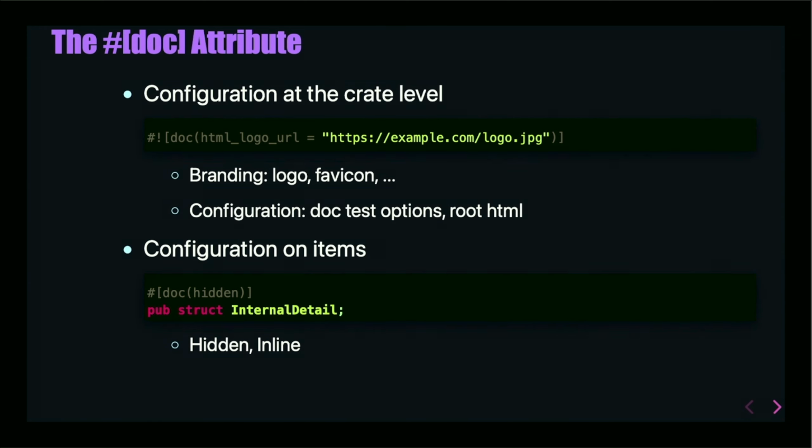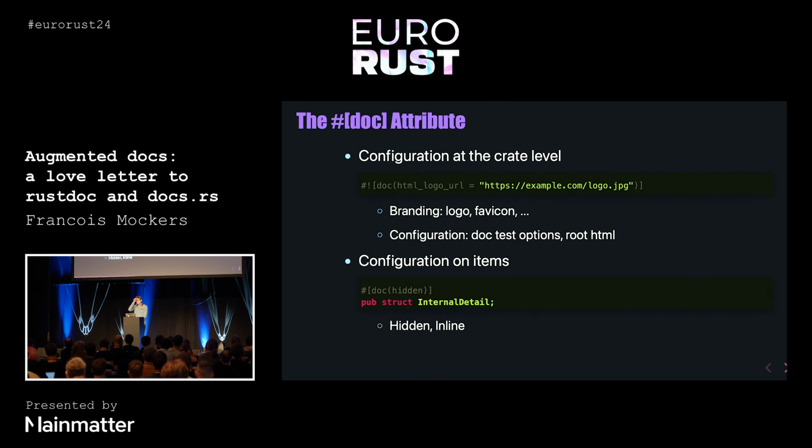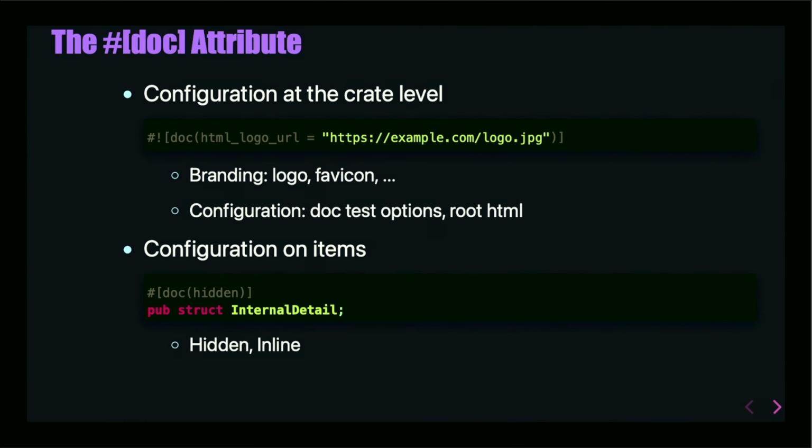It's also possible to add configuration on items. So, for example, here I'm going to hide the public items. Even if it's public, it won't show in documentation because it's hidden. Another interesting one is inline and no inline. That will control if Rustdoc will create an individual page for an item or put it into its parent.